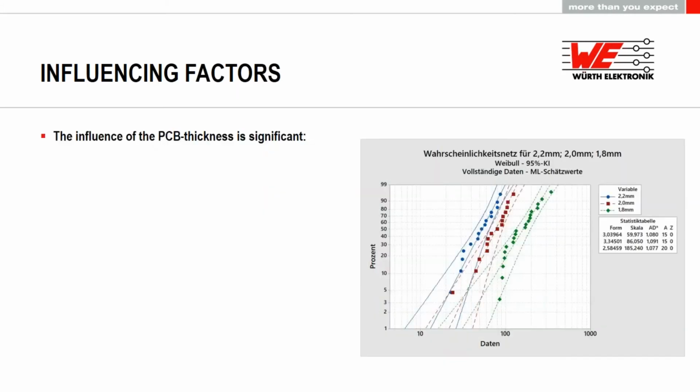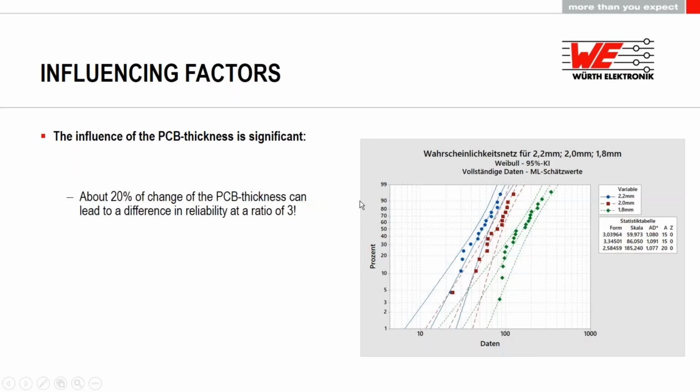Let's come to the big influence of the PCB thickness. We had a test sample of 2 millimeters, and what we did is we created exactly same test samples, same stack up, same number of layers, and so on, but we just varied the core thickness to get slight difference in the coupon thickness, plus 10% and minus 10%, which means overall roughly 20% change in thickness. And if you now have a look at the scale parameter, you will see that this 20% change in thickness lead to a difference in reliability at a ratio of 3. So we have a huge impact of the thickness.